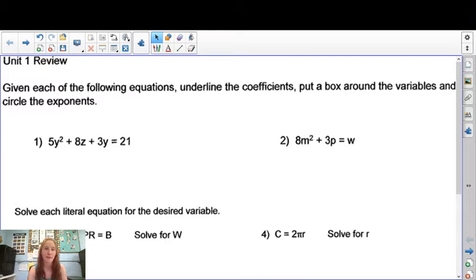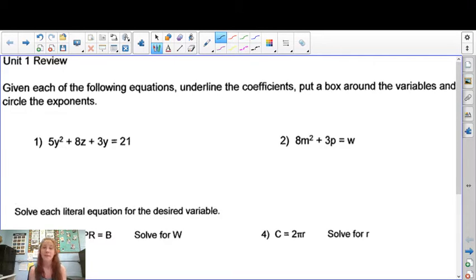All right, guys, today we're going to go ahead and go through Unit 1 review. Remember, we're just going to follow the directions and do what it tells me to do. All right, 1 and 2. We're going to underline the coefficients, put a box around the variables, and circle the exponents.